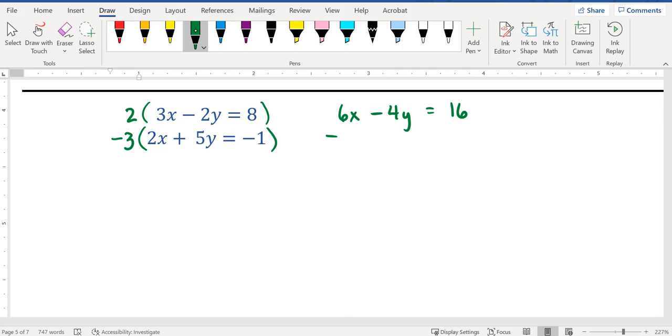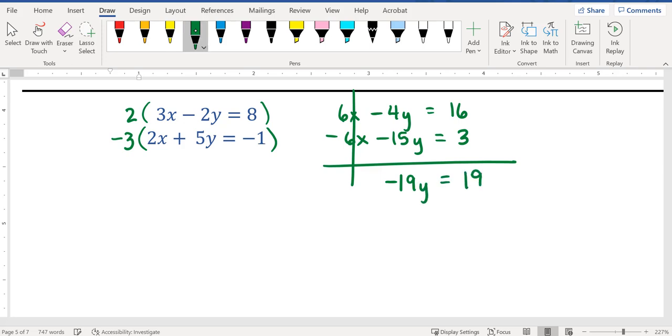Negative 3 times 2x is negative 6x. Negative 3 times 5y is negative 15y. And that's going to equal negative 3 times negative 1 is 3. 6x minus 6x, that's gone. Negative 4y minus 15y is negative 19y. And that equals 16 plus 3 is 19. Dividing both sides by negative 19, y will equal negative 1.